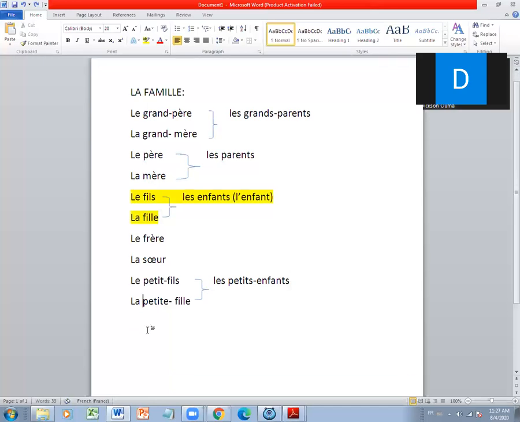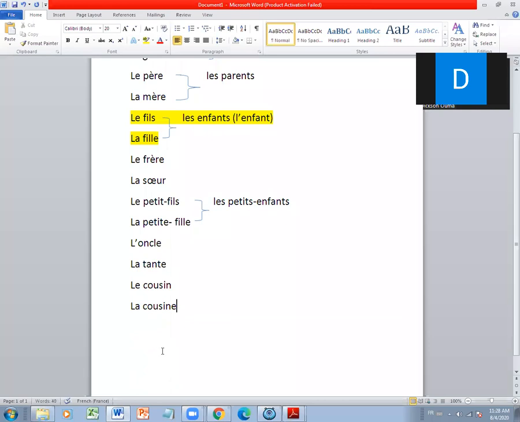Now, from there, we have l'oncle, that is uncle. We say la tante, okay? That is auntie, la tante, okay? Then we have le cousin, that is cousin male, but we say la cousine, that is cousin female, okay? Yeah. Le cousin, la cousine, okay?